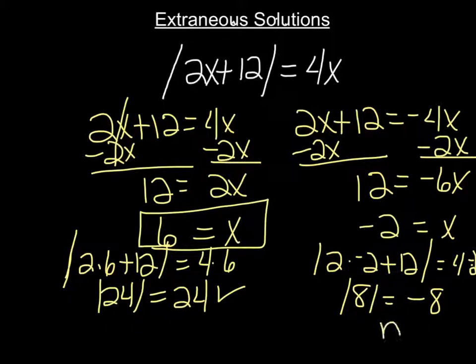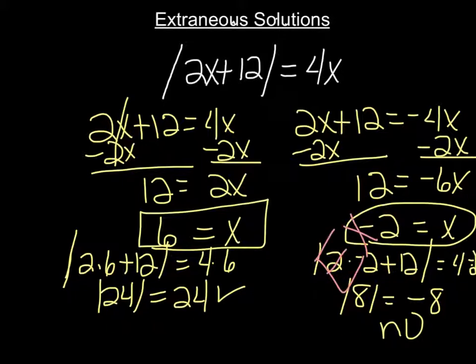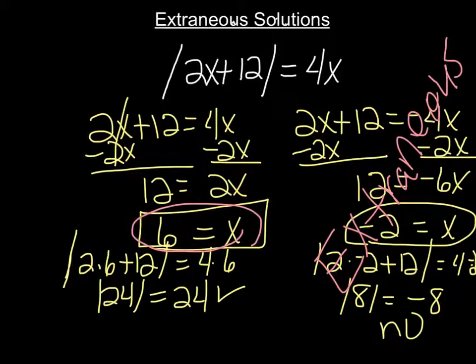No, it does not. Therefore, even though we got this solution right here of negative 2 equals x, when you plug it back in, it does not make a true statement. Therefore, this is an extraneous solution and cannot be used. So it's very important to always check your solutions when you are doing your absolute value to make sure that it's making a true statement. So the only true solution we could use would be that x equals 6. We could not use the x equals negative 2.